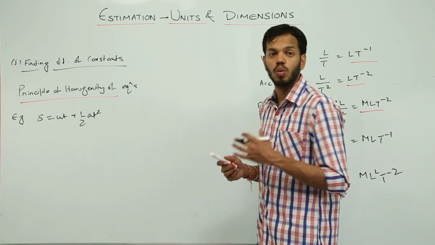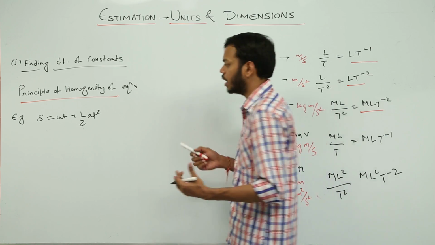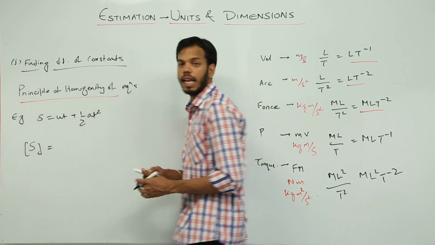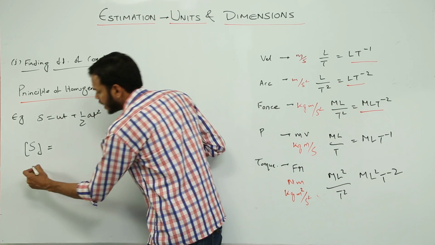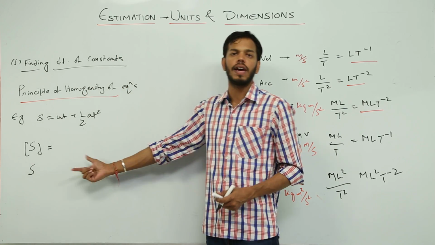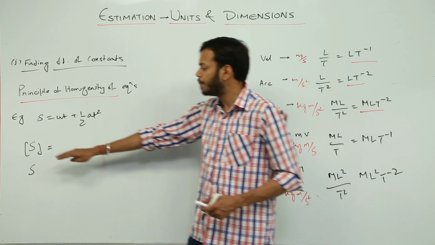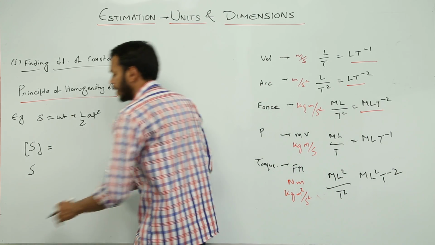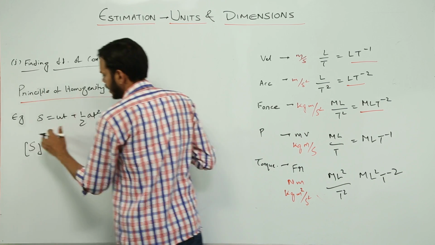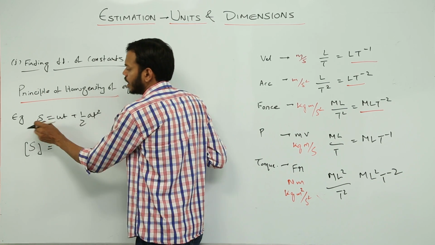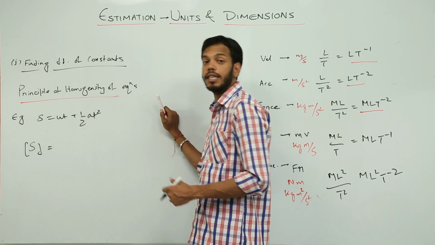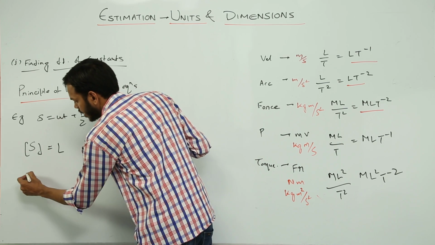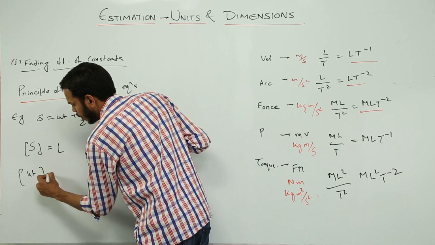Suppose I want to write the dimensional formula of S. I'll write it in square brackets. If I had written just S, that means I'm writing either the value or the SI unit. But if I put it in square brackets, that means I want the dimensional formula. Now, what is S? It is displacement, measured in meters. So the dimensional formula is L.